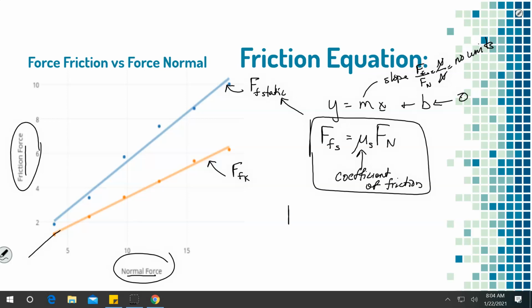I can rewrite this equation. It would be the same exact equation for the force friction kinetic. The only difference is that I would use the mu, or the slope, for kinetic, and it's still the force normal. So that's the equation that we are going to use to figure out either force friction, or we could figure out the coefficient of friction, possibly force normal.